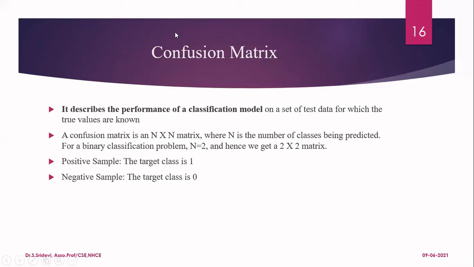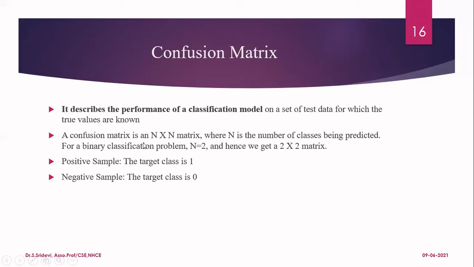A very important performance measure for any logistic regression model is the confusion matrix. The confusion matrix describes the performance of a classification model on a set of test data for which the true values are known. So you are going to predict how your model is performing based upon the test data.